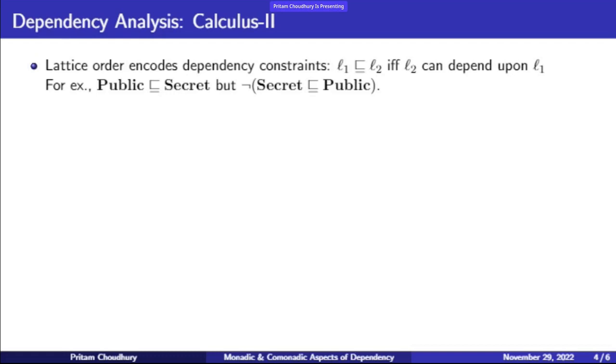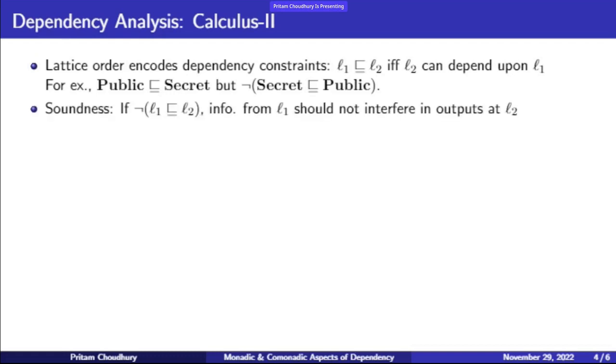The soundness of dependency analysis can then be formalized as this statement: if L2 cannot depend upon L1, then information from L1 should not interfere in outputs at L2. We can instantiate L1 and L2 as secret and public. So information from secret should not interfere in outputs at public. This is the soundness criterion for dependency analysis.